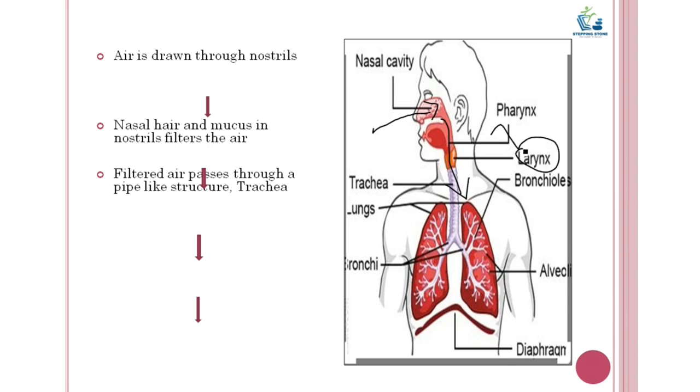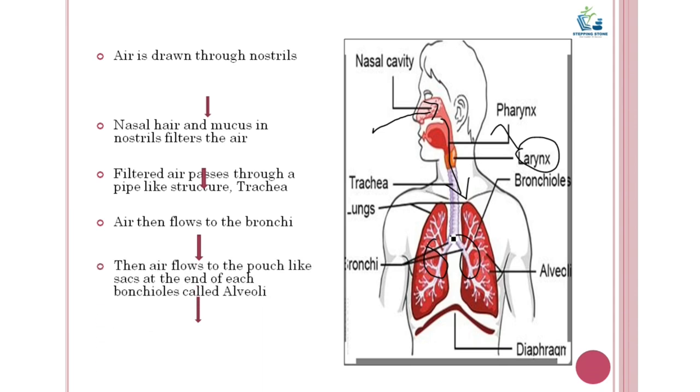So here is the larynx, and the lower end divides into two bronchi. These are the two bronchi. Each bronchus divides in the lungs to form a large number of still smaller tubes called bronchioles. The air then flows to the pouch-like sacs at the end of each bronchiole called alveoli. And it is at the alveoli that gaseous exchange takes place.